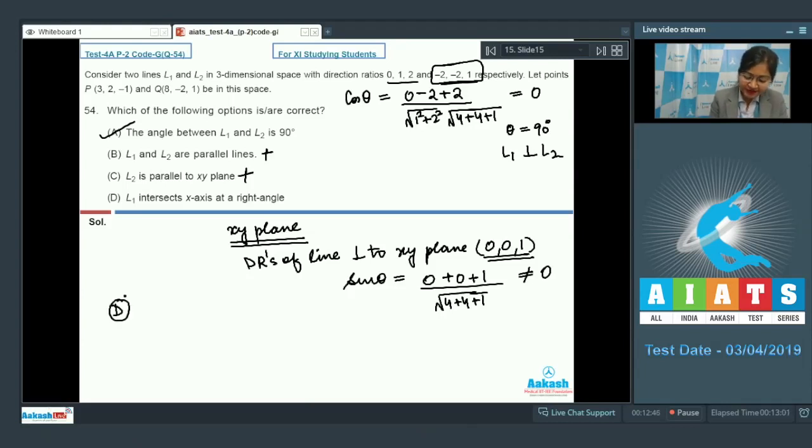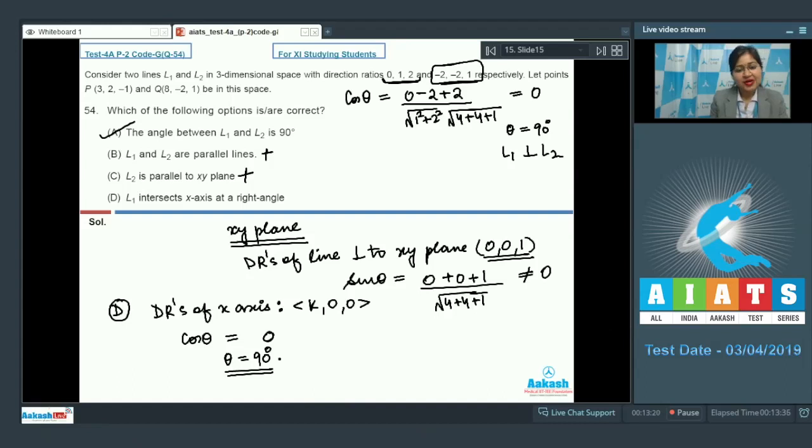Now option number D says that L1 intersects x-axis at right angle. Now direction ratios of x-axis will be k, 0, 0. Right. Now we have to find the angle between these two, that is cos theta will be equal to, L1 is representing 0, 1, 2. So multiplying we will get 0. So it means that theta is equal to 90 degrees. That is, L1 is intersecting x-axis at right angle. So option number D is correct. So 54 has the answer as options A and D.